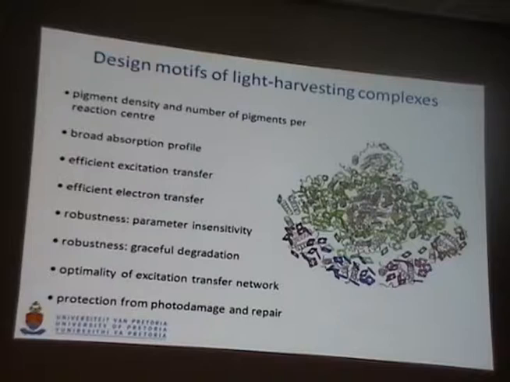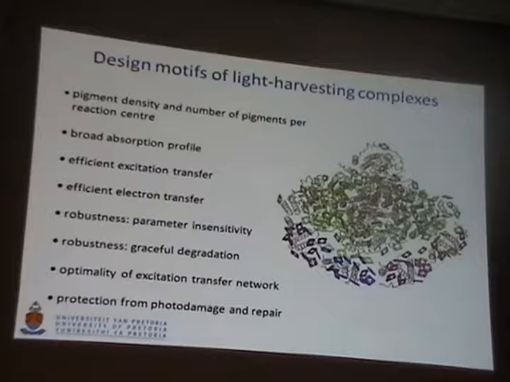As I mentioned, these systems are very robust. They have a fairly large parameter insensitivity, so if you would shift the positions of the pigments that are responsible for absorbing light a little bit, they will still be very efficient. And they can also adjust again. The antenna sizes can be adjusted. There are so many parameters that can be adjusted.